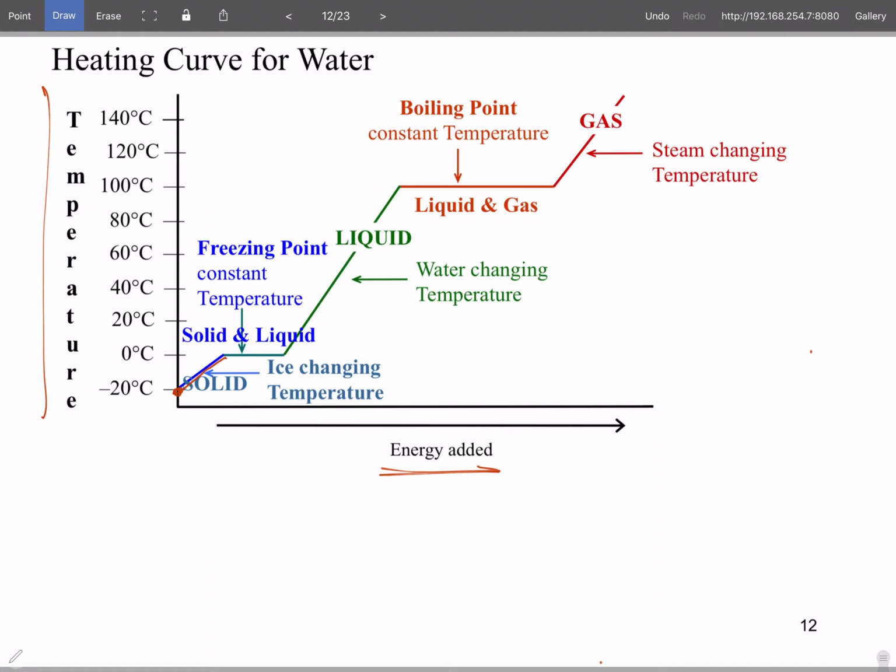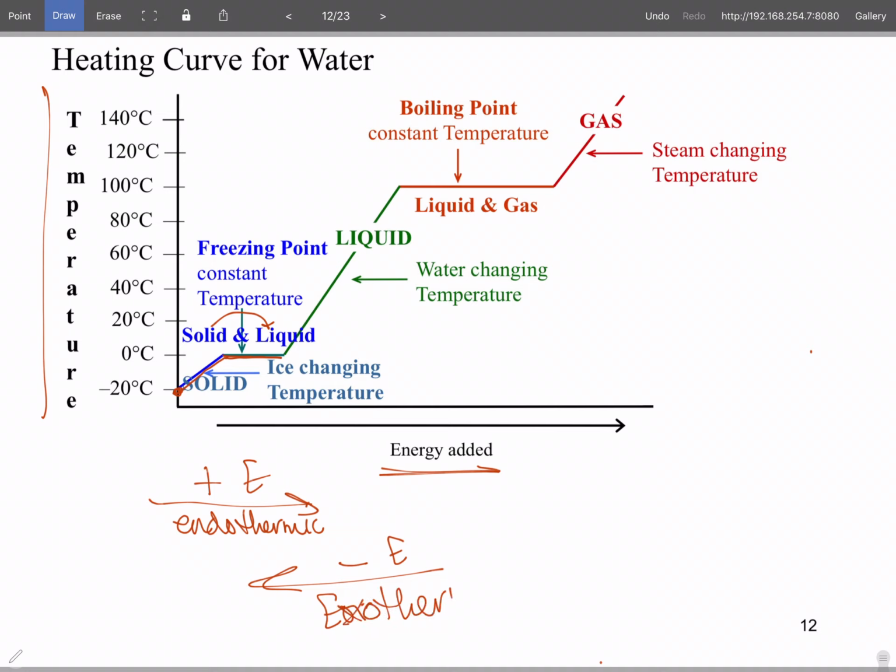Now, once you hit 0 degrees C, you level off in temperature because you're using all your energy to convert from a solid to a liquid, or if you're going the other way, from a liquid to a solid. If you're going this direction, energy is added. If you're coming back, energy is given off. So if you'll remember, this is endothermic, and this is exothermic.